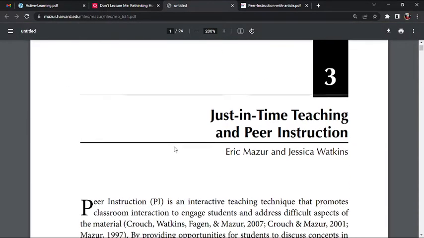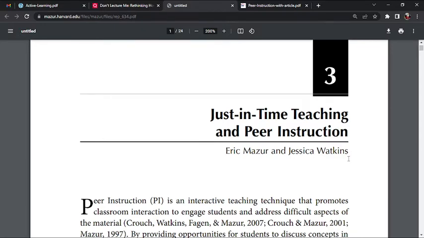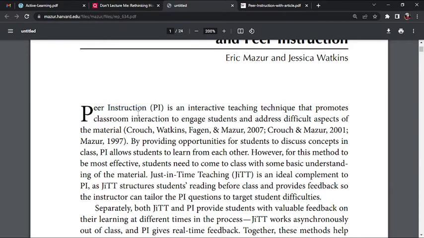Now we'll read from this article by Eric Mazur and Jessica Watkins, Just in Time Teaching and Peer Instruction. What do they define peer instruction to be? According to them, peer instruction is an interactive teaching technique that promotes classroom interaction. Now, when we talk about classroom interaction, already we have seen that is a form of active learning, a strategy of active learning that engages students to address difficult aspects of the material.